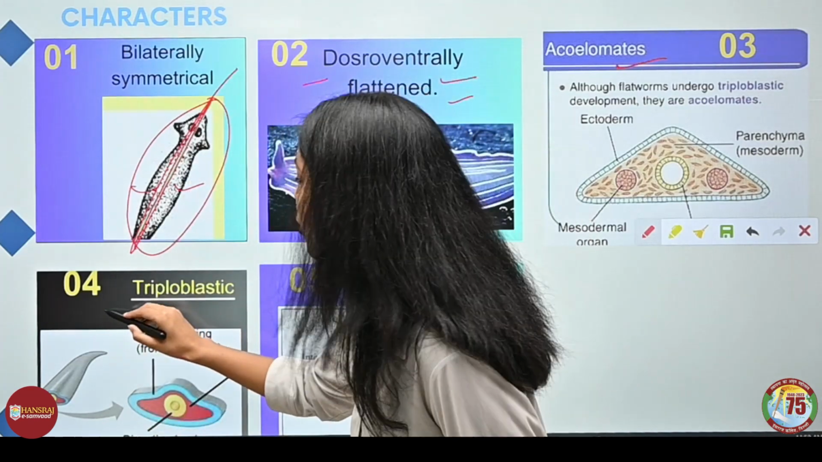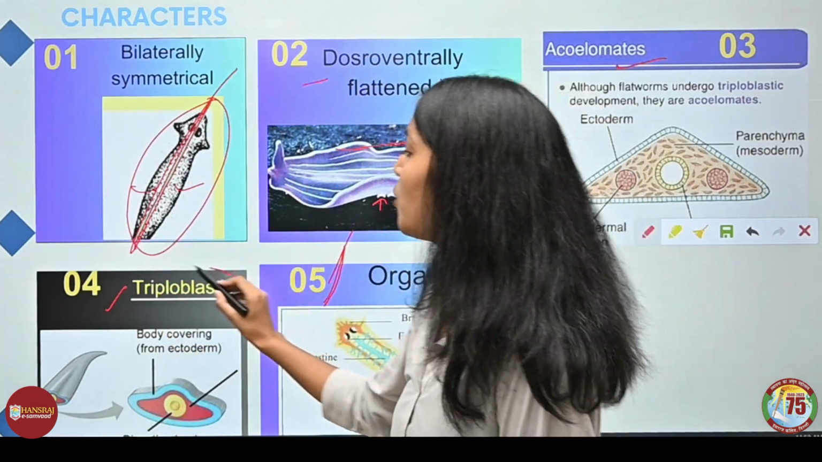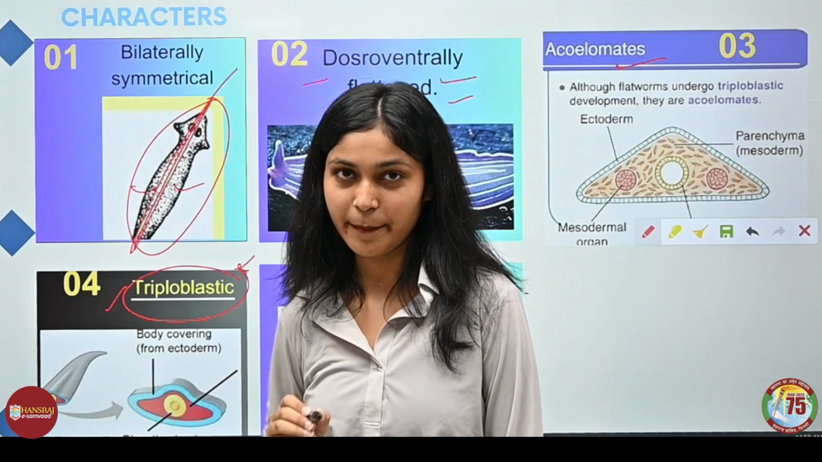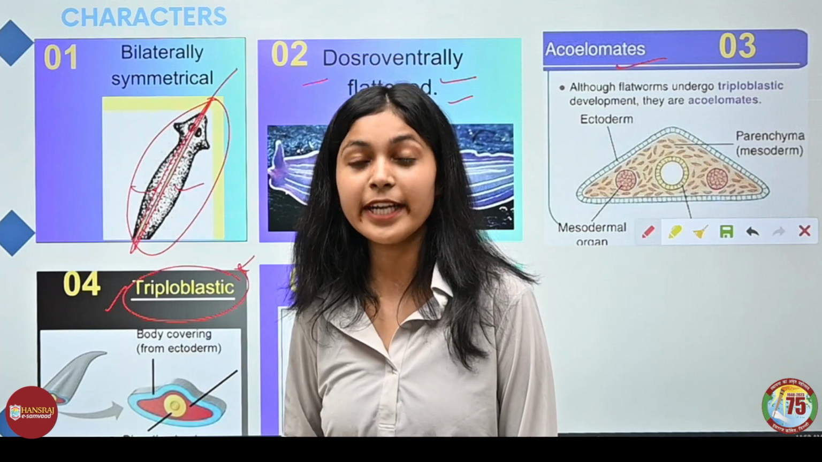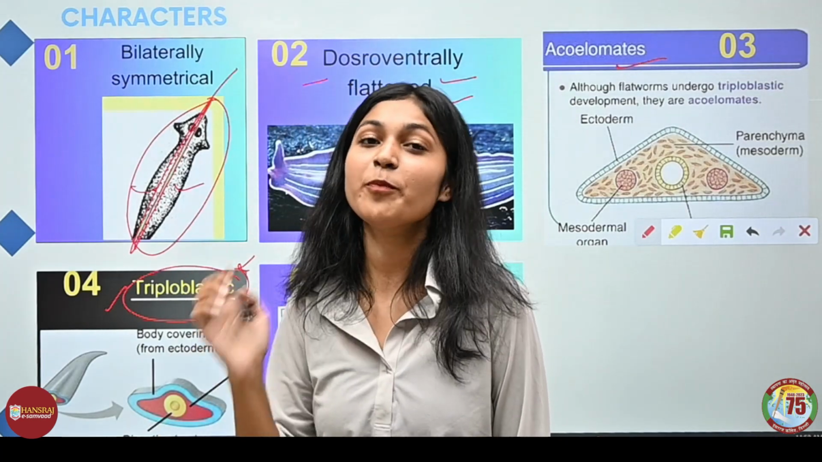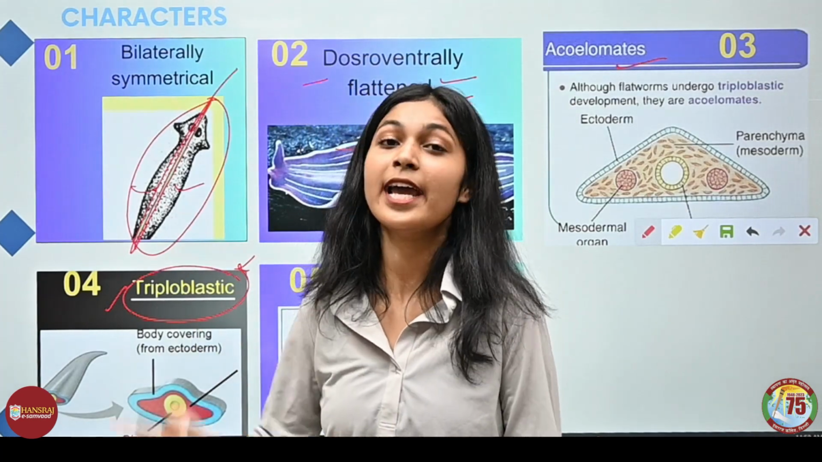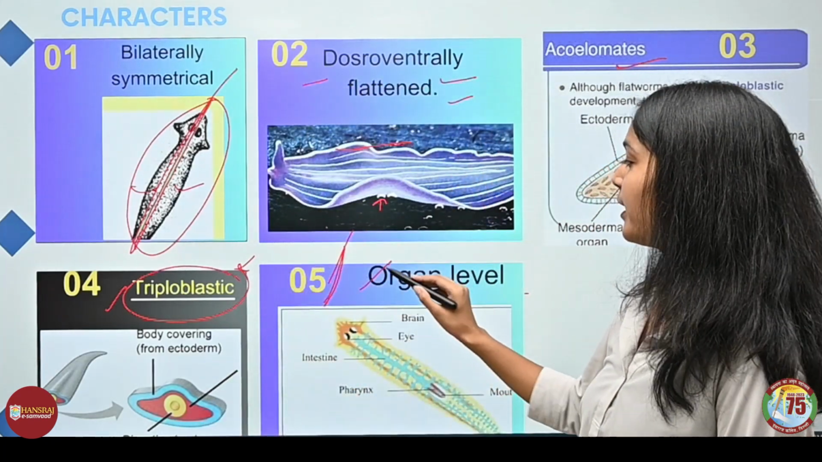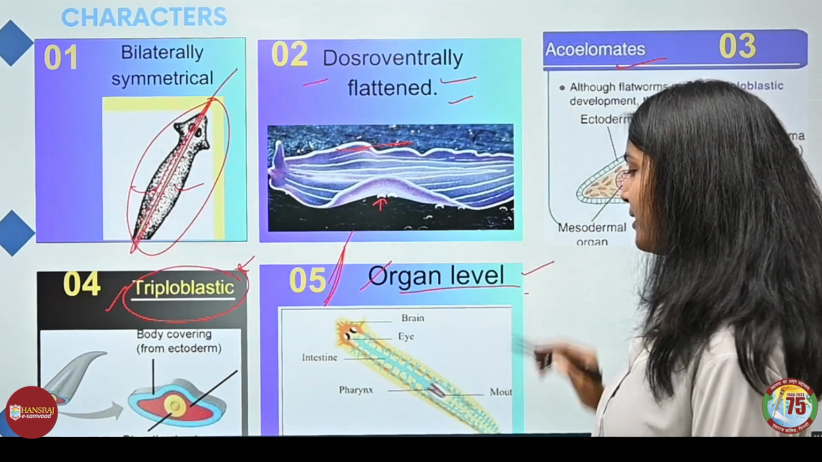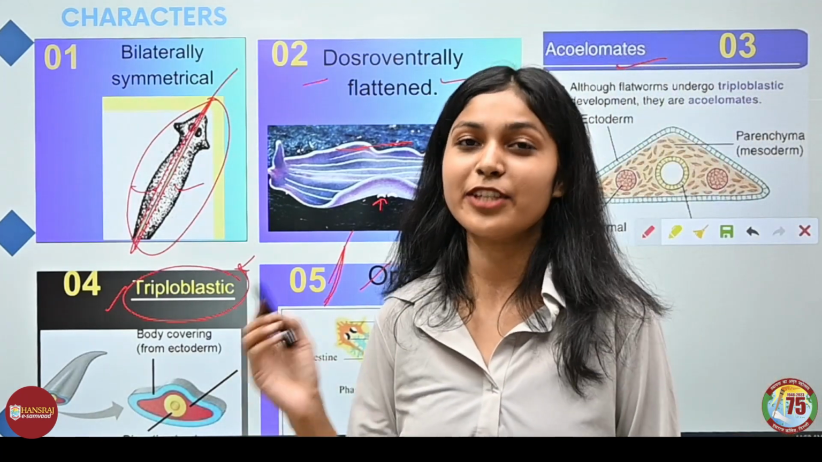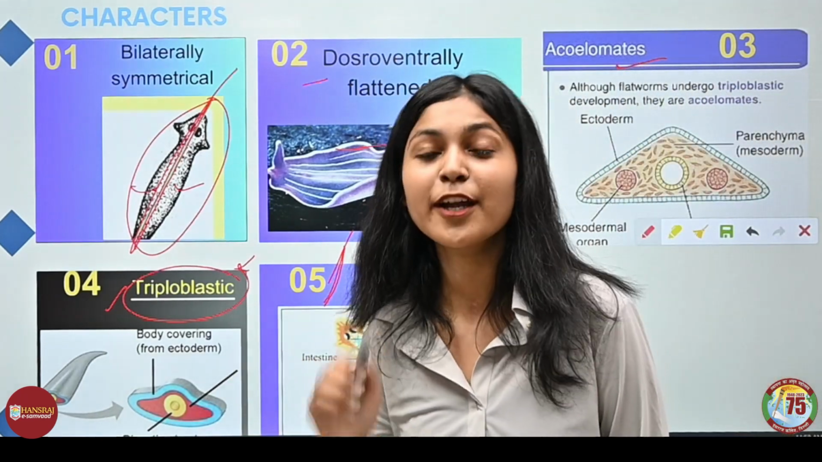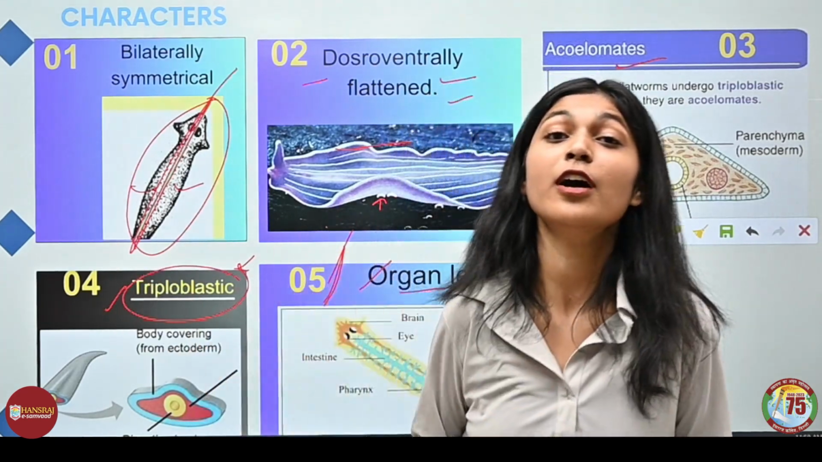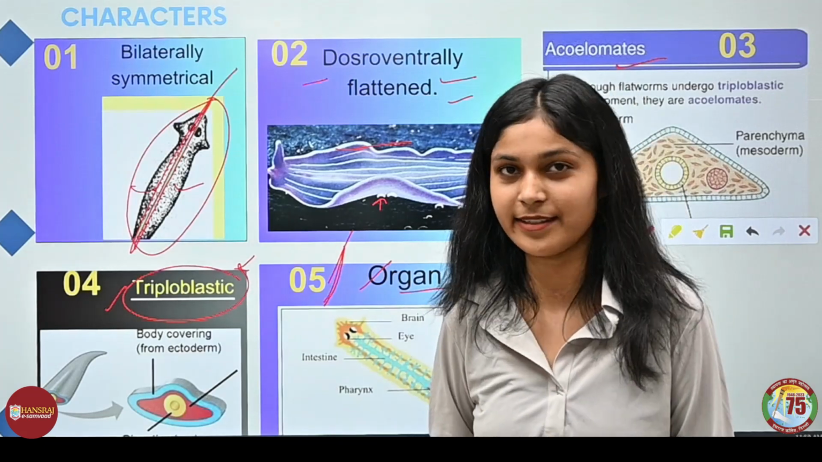Fourth, they are triploblastic. So during embryonic development, the worm is derived from three germ layers which are endoderm, mesoderm and ectoderm. Now the fifth one is organ level of organization. So certain tissues combine together to perform a specific function, and that group of tissues is known as an organ.